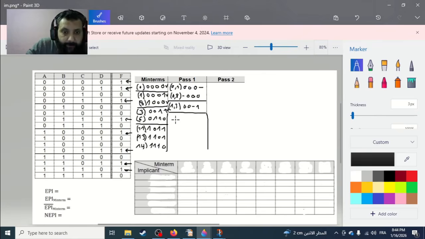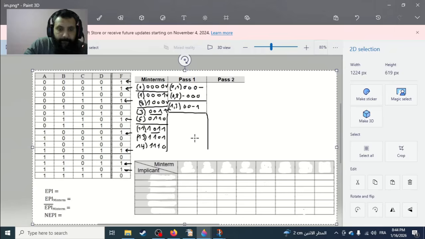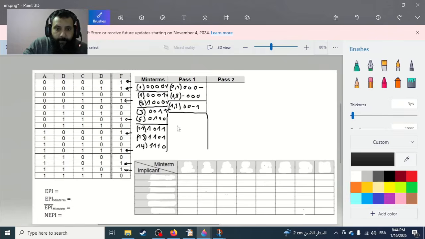We have to compare this one with this one. Let's start with the first one. We have to compare 3 with 11. Yes, it's possible. We are able to delete the value A. Okay, and we have to delete the A. We get 0, 1, 1.